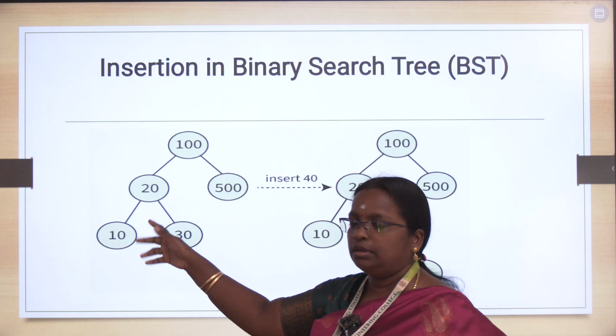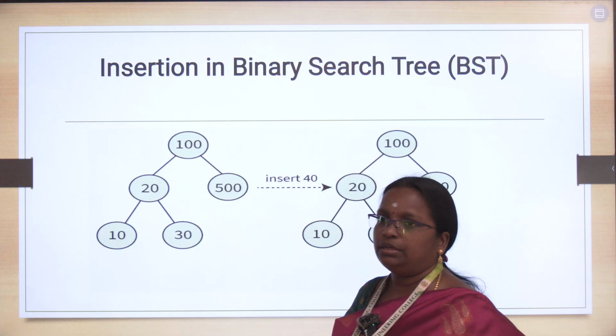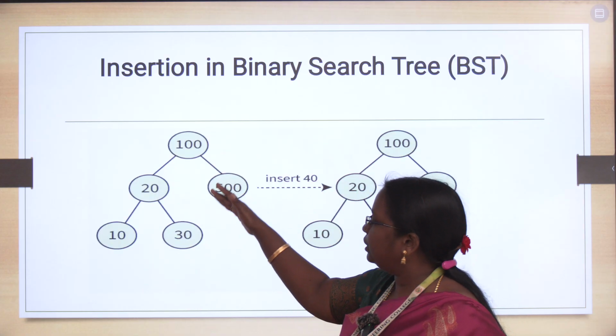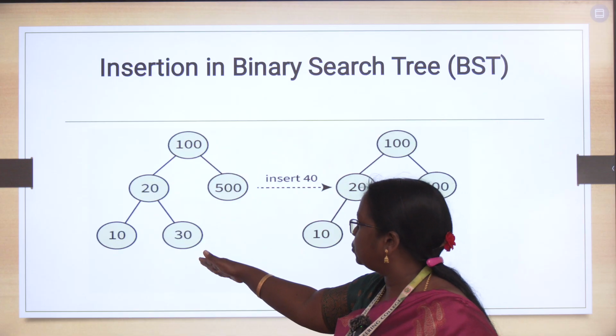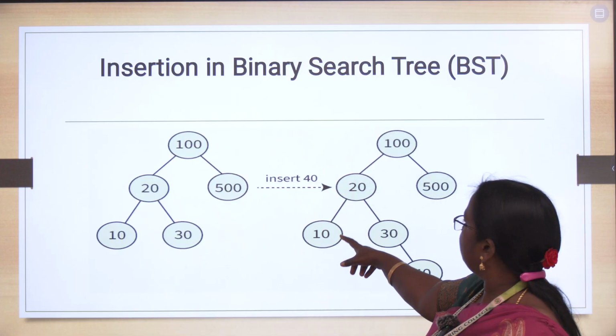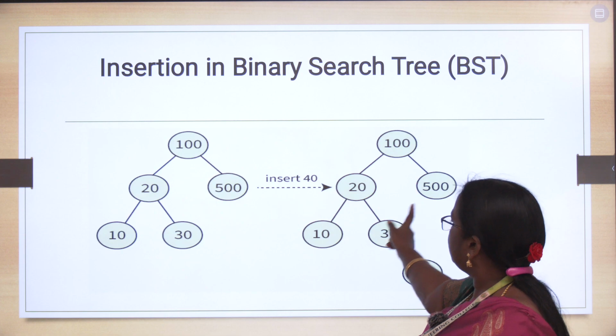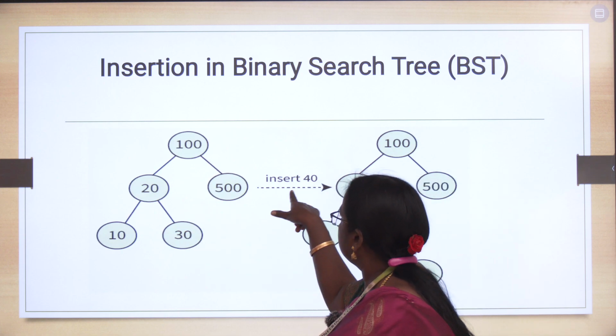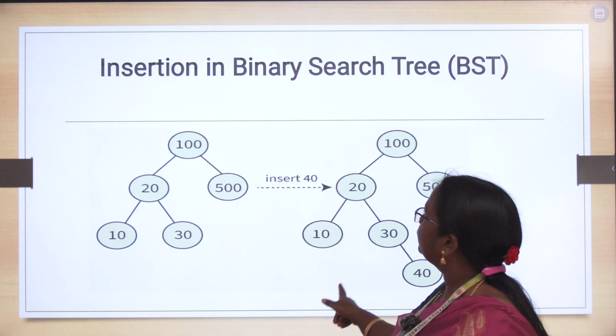It must be on the left side. Next I have to check with your 20. The 20 value is less than the value of 40, so it must be a greater-than value, so you should come to the right side. So I have given the values 100, 20, 100, and instead of this you are having a 30, after that the greater value we have to insert.